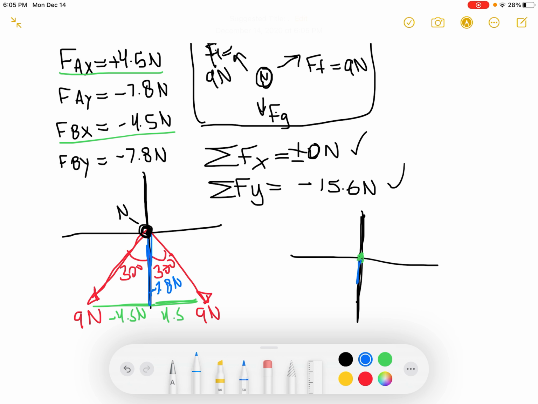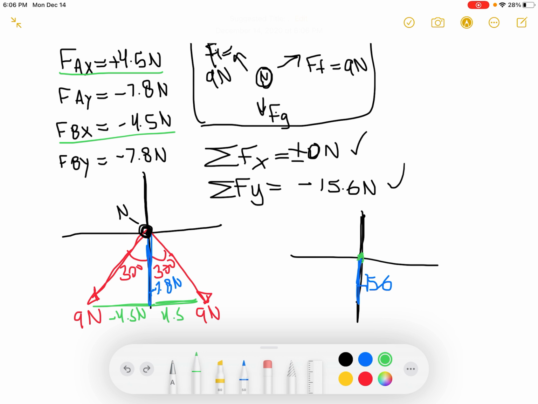Then we go down 15.6 because of the y component. Sorry, I'm starting to get a little tired. That's why I'm doing that. And then if it was not 0 for the x component, we might draw it out this way or this way, but that's just not what it is. So we don't do that.